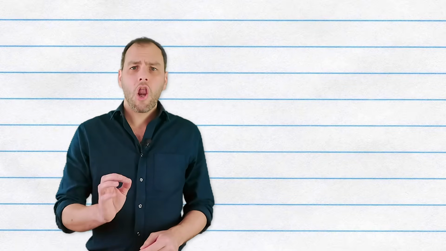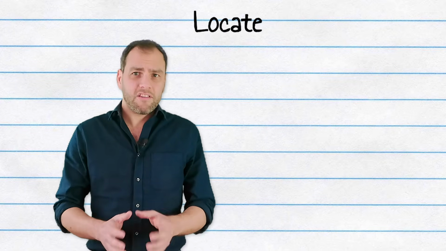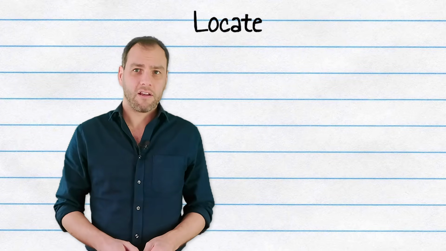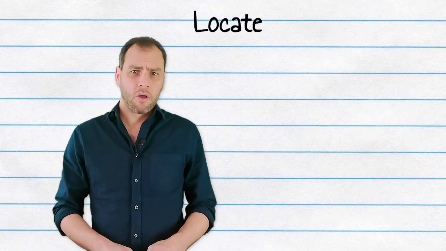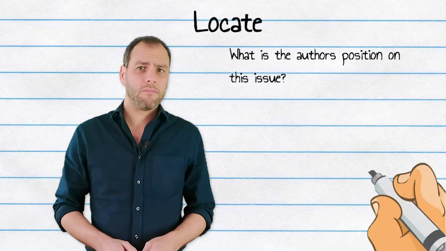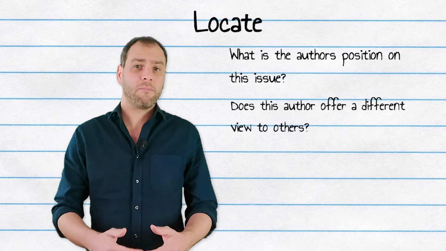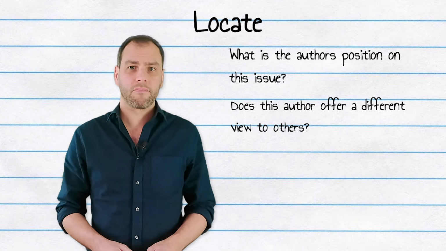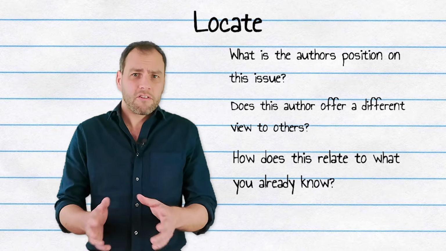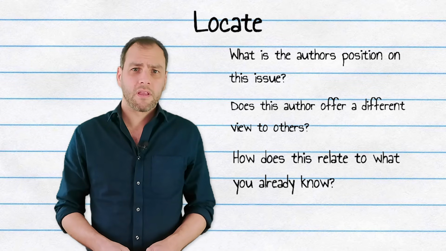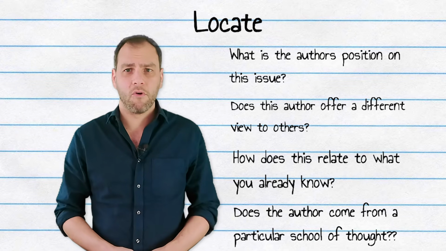Finally, you also need to locate the author in the discipline. By this I mean you need to see how this reading relates to other things that you've read and to other academic research. Try asking the following questions. What is the author's position on the issue? How is the author's argument different or similar to those of other experts and researchers on the subject? How does the author's argument and position fit with what you already know? Does the author's argument belong to a particular school of thought, for example, Marxism or feminism?